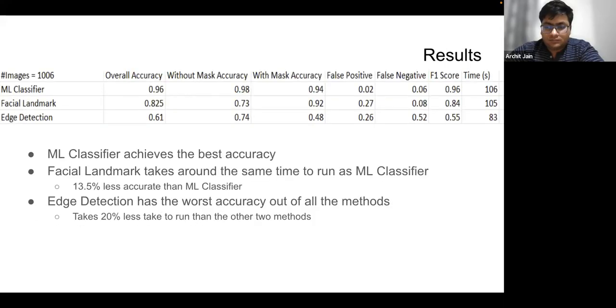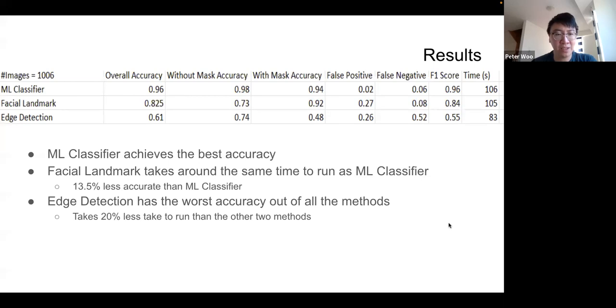So to obtain the results shown in this slide, we ran all the methods against the same data set, which has 1,006 images in total, with a number of images equally distributed across the with mask and the without mask categories. The first obvious observation is that the machine learning classifier has the best overall accuracy of 96%, with an F1 score of 96% also.